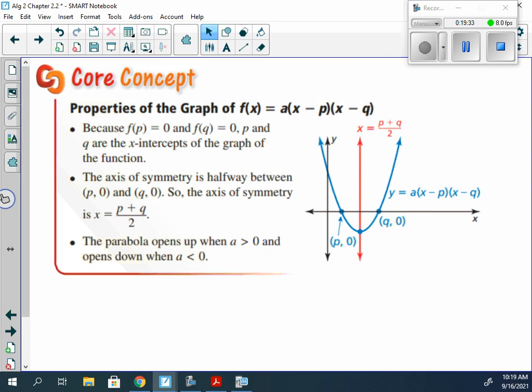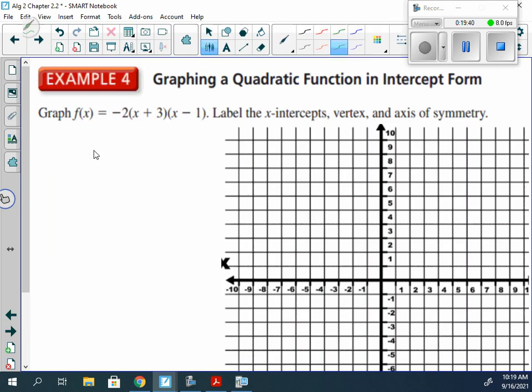A is greater than 0, it opens up. A is less than 0, it opens down. So let's go on and look at this here. Graph the function. Well, we're not going to graph it. Label the x-intercepts, or we're going to name the x-intercepts. Now the x-intercepts are going to be p comma 0, q comma 0. Because when they intersect the x-axis, the value of y is always 0.